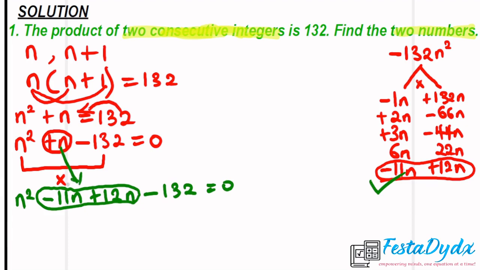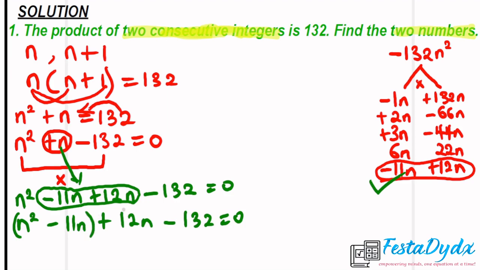So the next thing I have to do is to group these numbers together. I'm grouping them in twos: n squared minus 11n, and then plus 12n minus 132 equal to 0. I'll take this and this together, and I'll take this and this together.